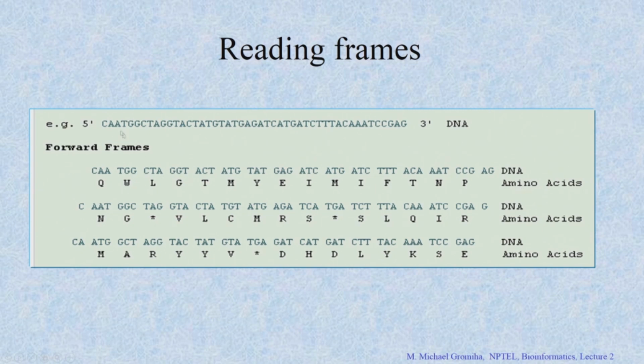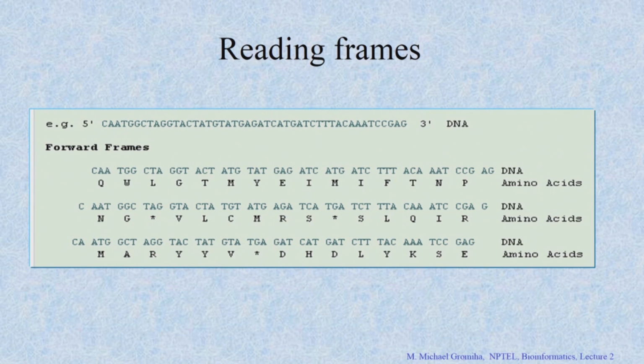And for the second one, you take out this first C, then you make it into another set of 3: AAT, GCT, AGG and so on. Now you check the table for the amino acids, and here you can see the amino acids. And the third one, you take out these 2, C and A, and then you start with ATG, GCT, AGG, TAC and so on. Now look into the table for each codon and you will get M, A, R, T and so on. What will happen if you move one more? The same will repeat.